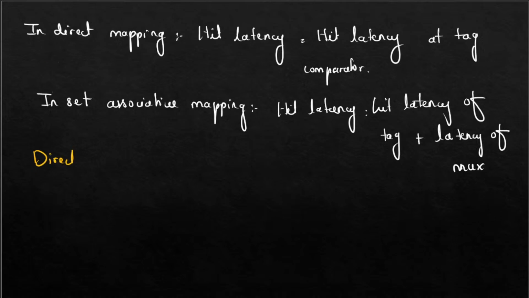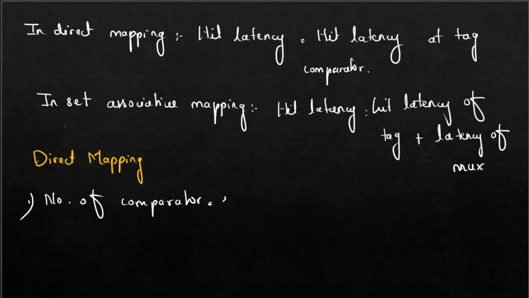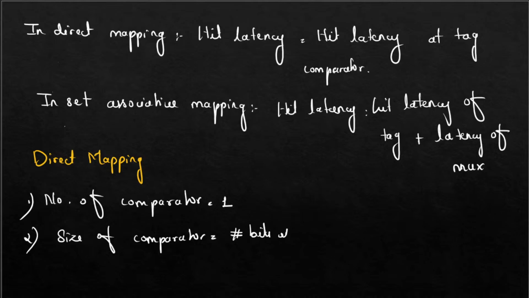Okay, in direct mapping, first is number of comparator is 1, second is size of comparator equals to number of bits in tag.